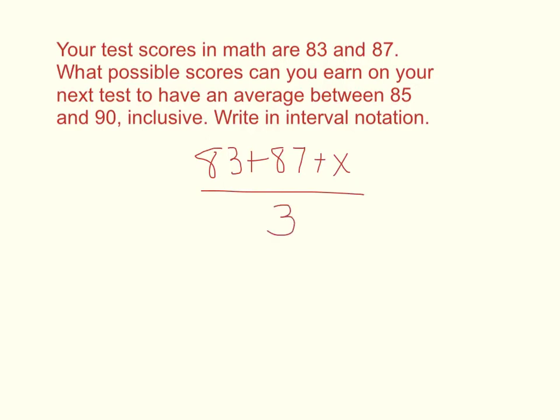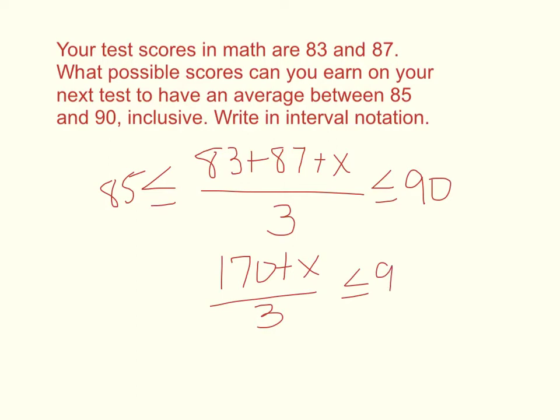Now it's saying that my score needs to be between 85 and 90. So this is an and statement. This is when we shade between the 2 numbers. So I'm going to have 85 and then 90. And then we have to solve it. I'm going to go ahead and add 83 and 87, and I get 170. Now I have to get rid of the 3, so I'm going to multiply all 3 sides by 3.